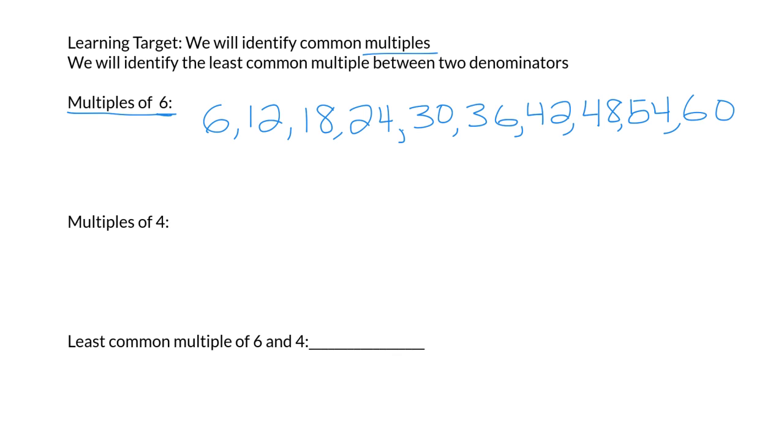Okay, now we're going to do the same thing and find multiples of the number 4. So again, 4 times 1 is 4. 4 times 2 is 8. 4 times 3 is 12. 4 times 4 is 16. 4 times 5 is 20.